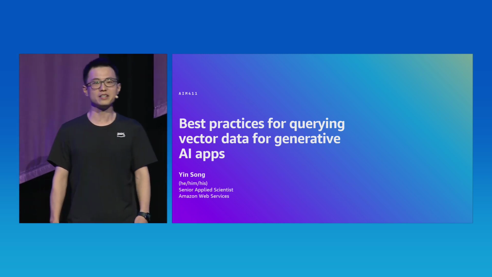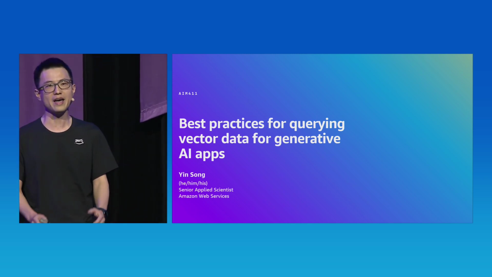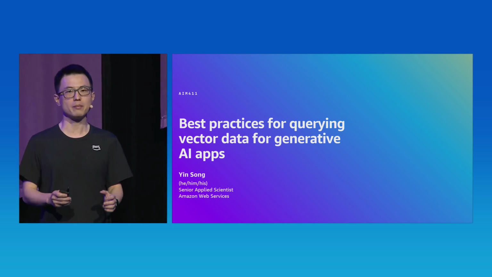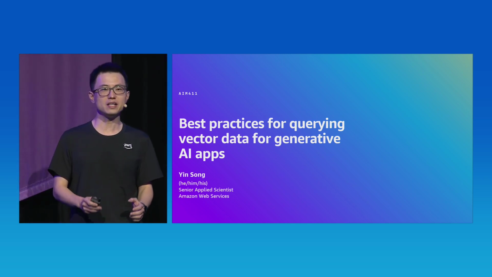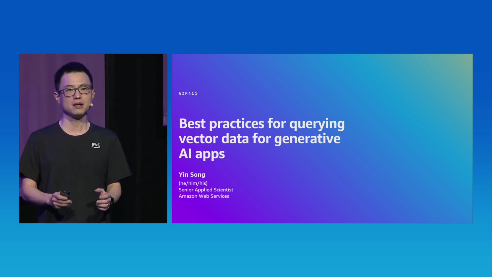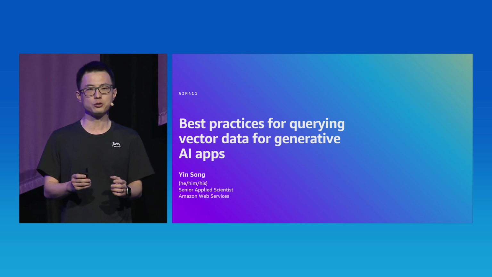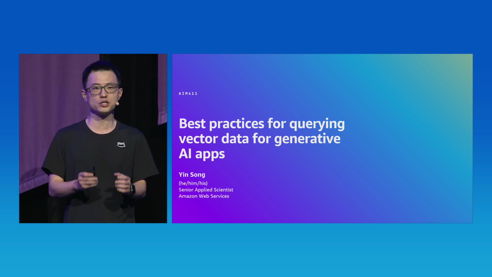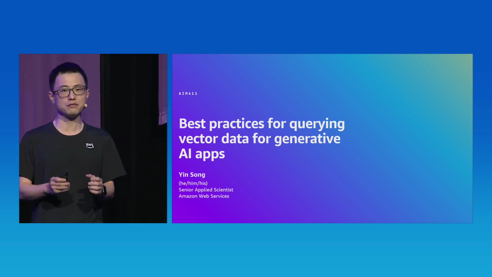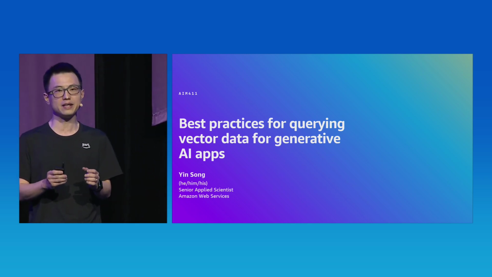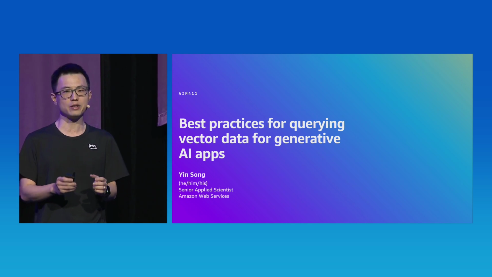Thanks, Paul, for the great introduction. So, hi, everyone. My name is Yin Song. I'm a senior applied scientist from AWS. Just to give you a little bit of background about me, I got my PhD in machine learning and data mining back in 2014, and I joined AWS in 2019. I have been working in the machine learning and AI area for about 15 years. And today I'm going to talk about best practices for acquiring vector data in generative AI applications.